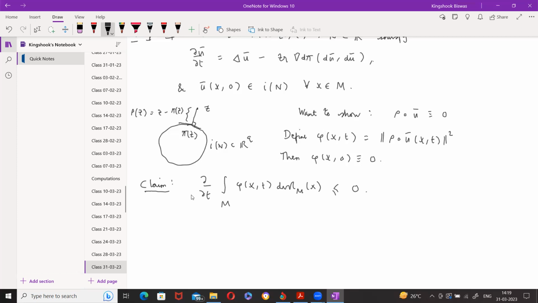Is it clear? So it's enough to prove this claim. This claim will be a computation.